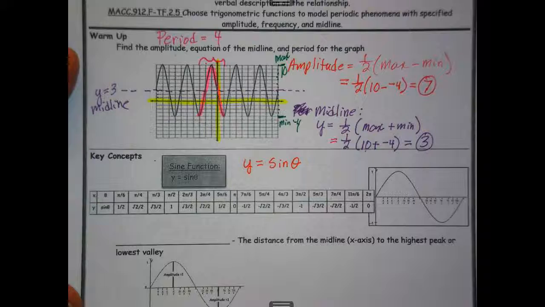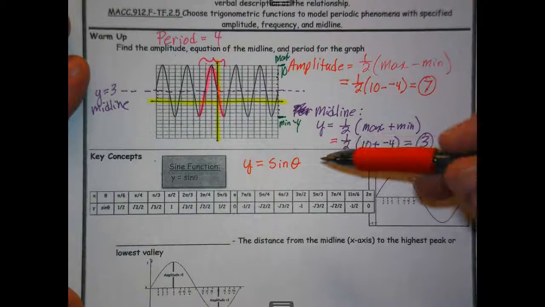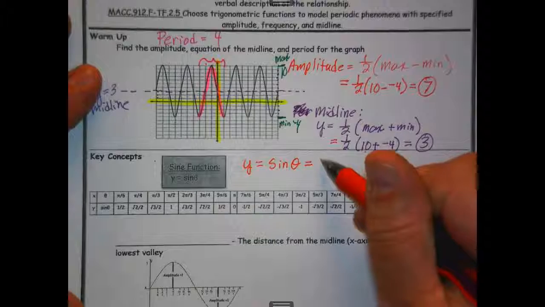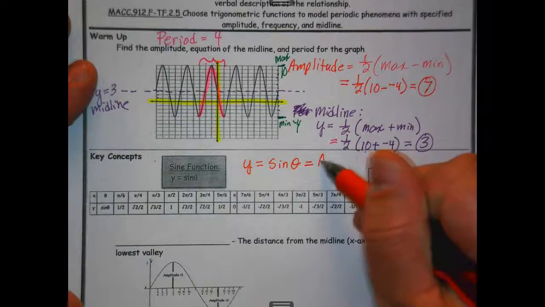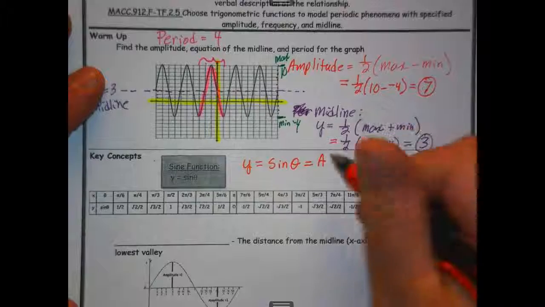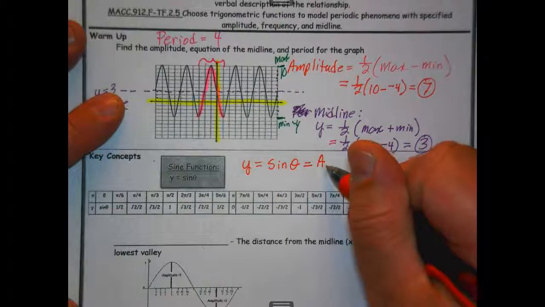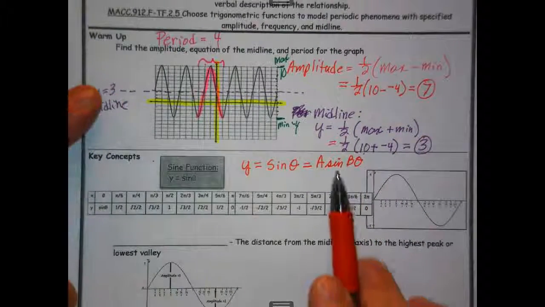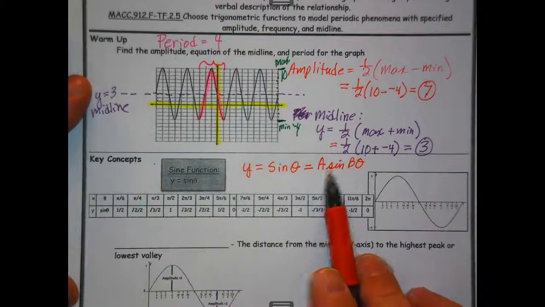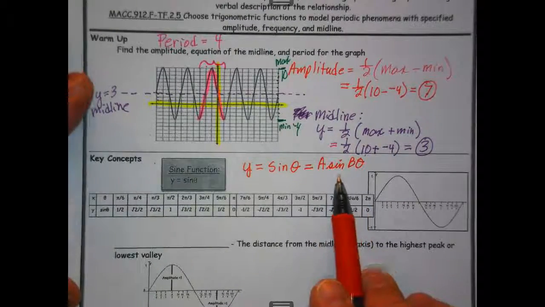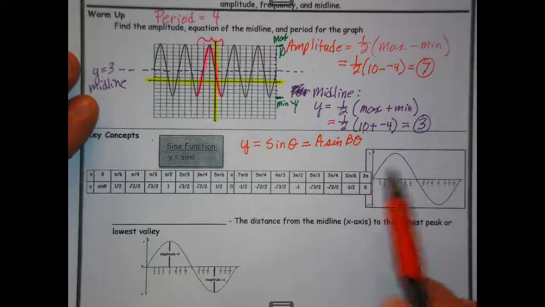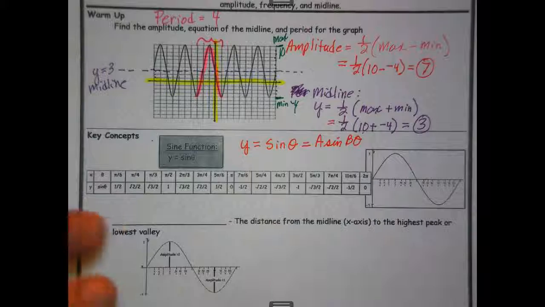Just like we've been doing transformations all year long, we're going to be doing transformations on the sine function. Now, there is a coefficient in front of the sine. We'll call it A. There is kind of a coefficient in front of theta, which we'll call B. The A represents the amplitude, and the B is going to be used for the period. Now, this is the parent function here. It's represented on this graph.